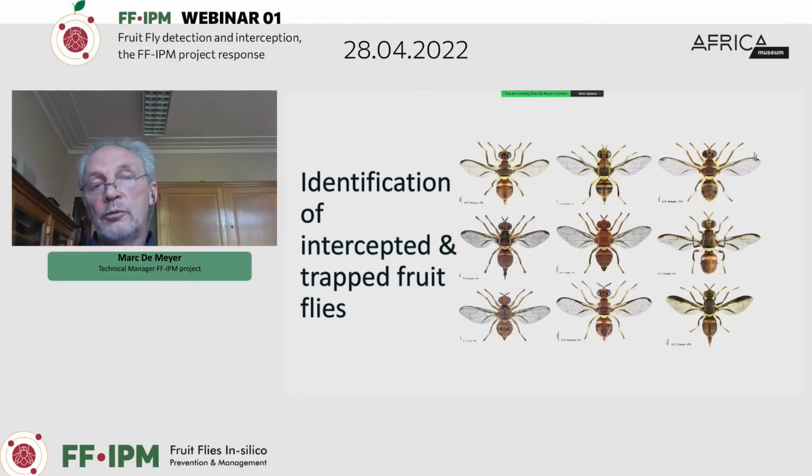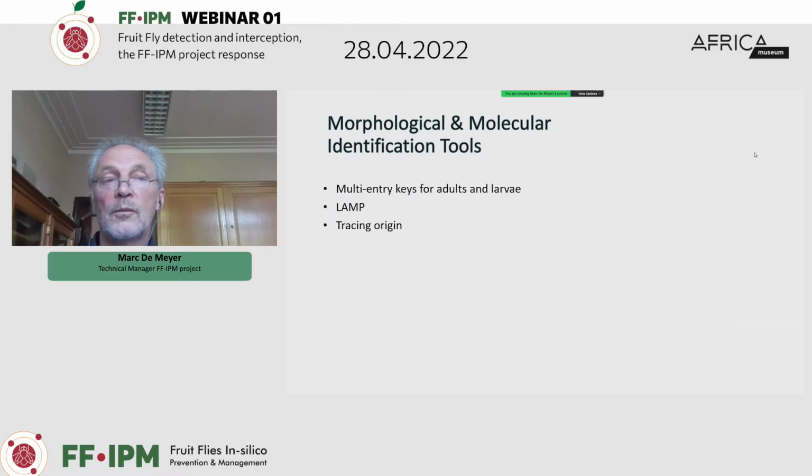And even adult fruit flies are not always easy to differentiate one from another. What you see here are 9 fruit flies, which are 9 different species, but they all belong more or less to the same group, and they attack the same kind of fruits, or most of them do. So you can already see that for a non-specialist, it's not that easy to see the differences between these 9 flies. So the morphological and molecular identification tools that we are developing are in 3 groups.